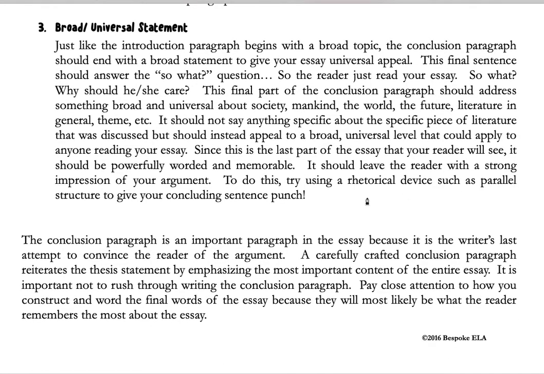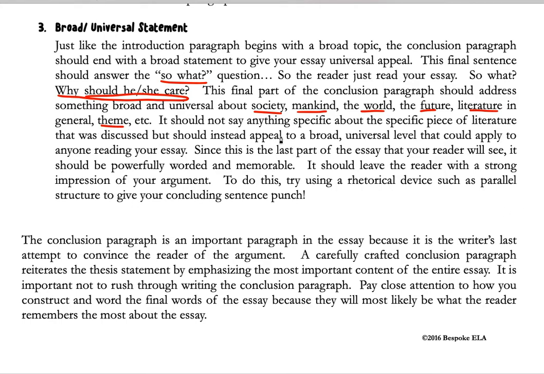Just like the introduction paragraph begins with a broad topic, the conclusion paragraph should end with a broad statement to give your essay a universal appeal. The final sentence should answer the "so what" question. The reader just read your essay. So what? Why should he or she care? I think we've talked about this in class already a little bit. This final part of the conclusion paragraph should address something broad and universal about society or mankind or the world, the future, literature in general, the theme, etc.